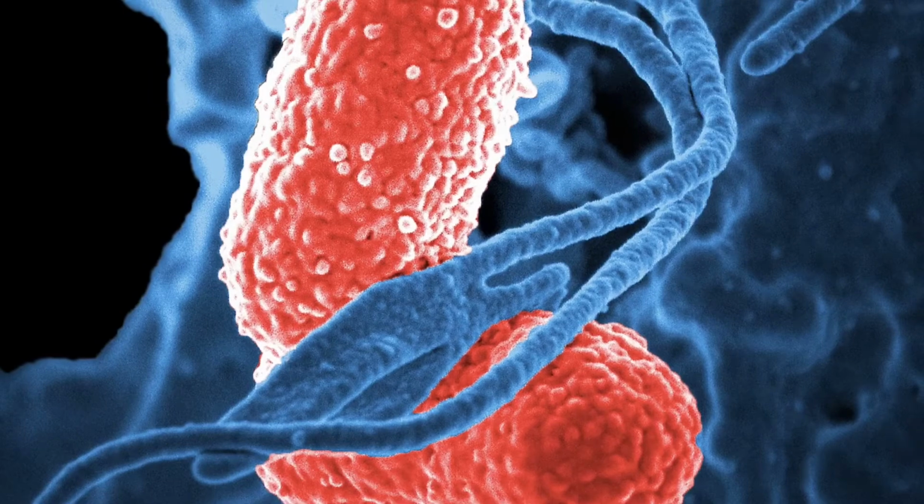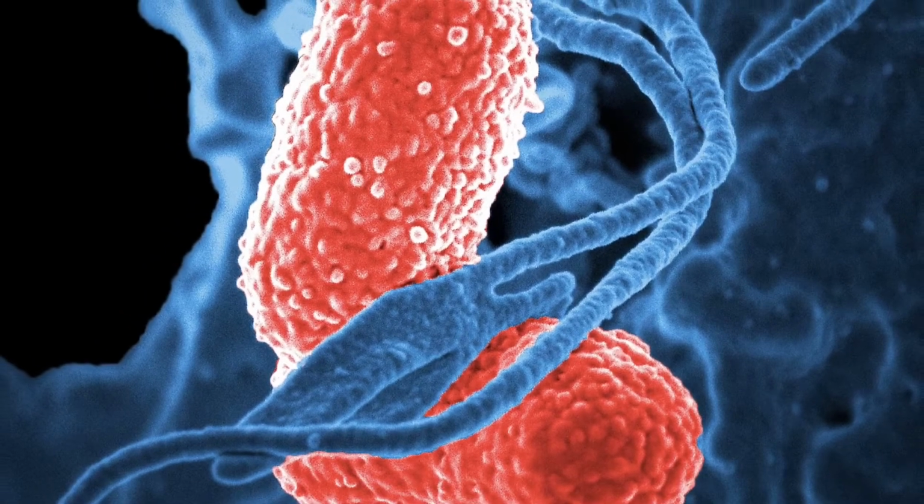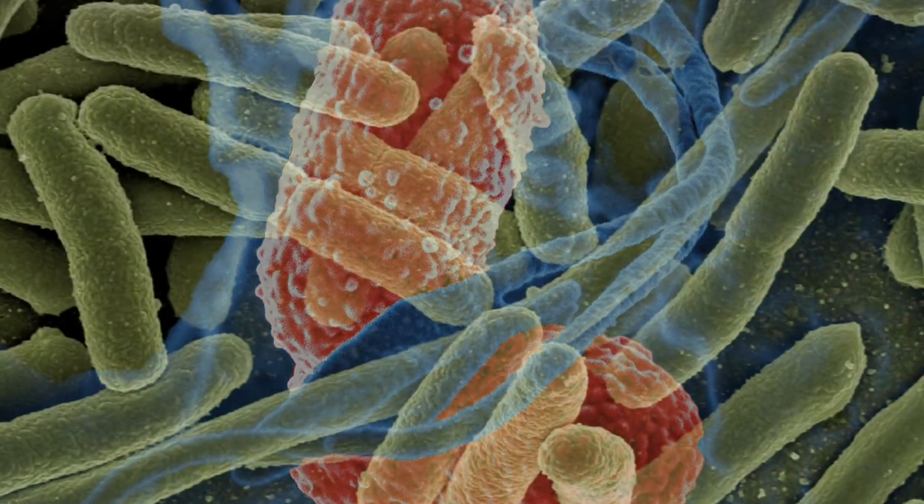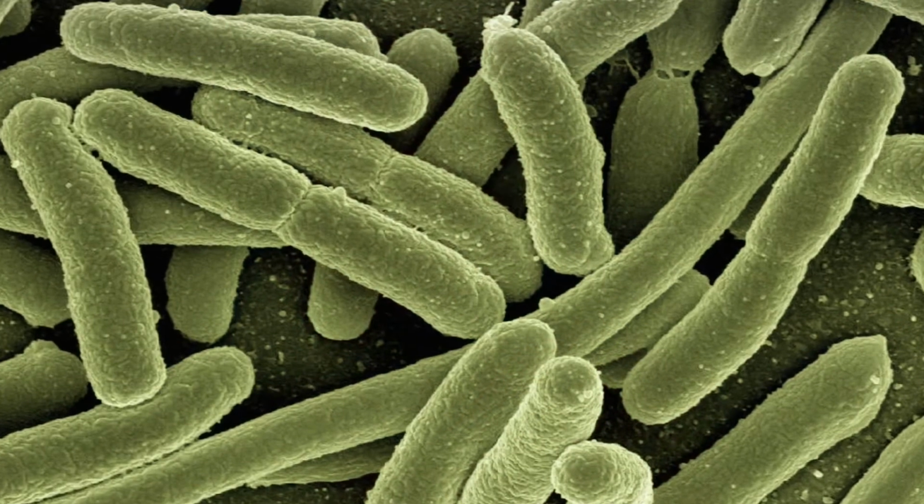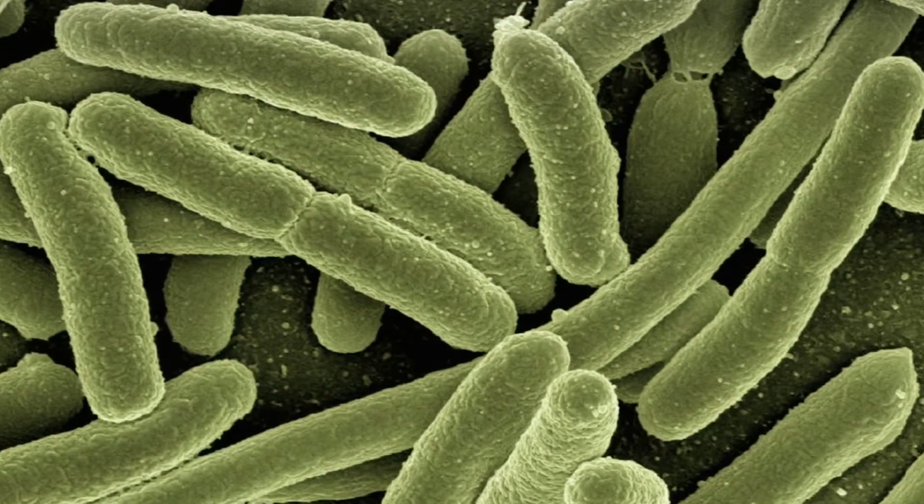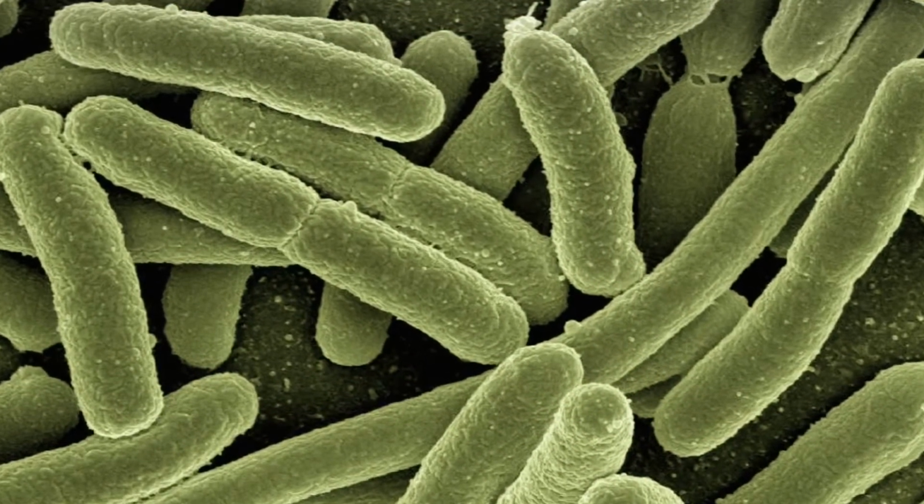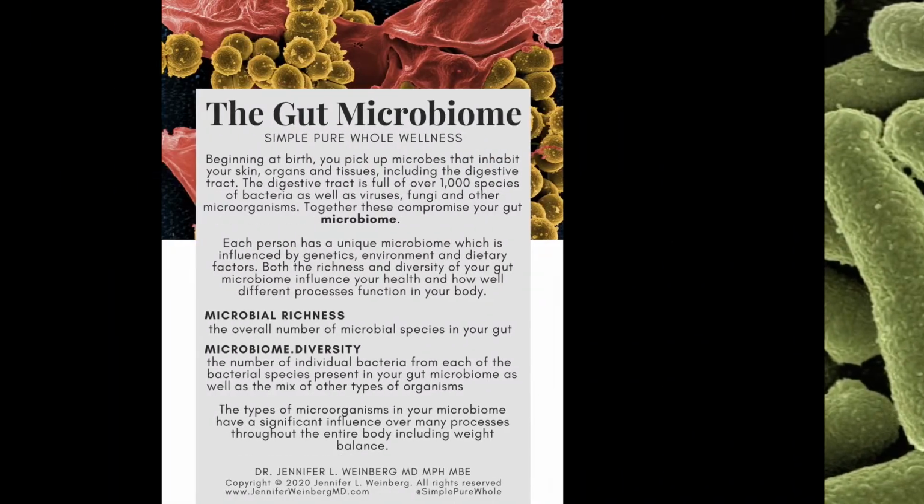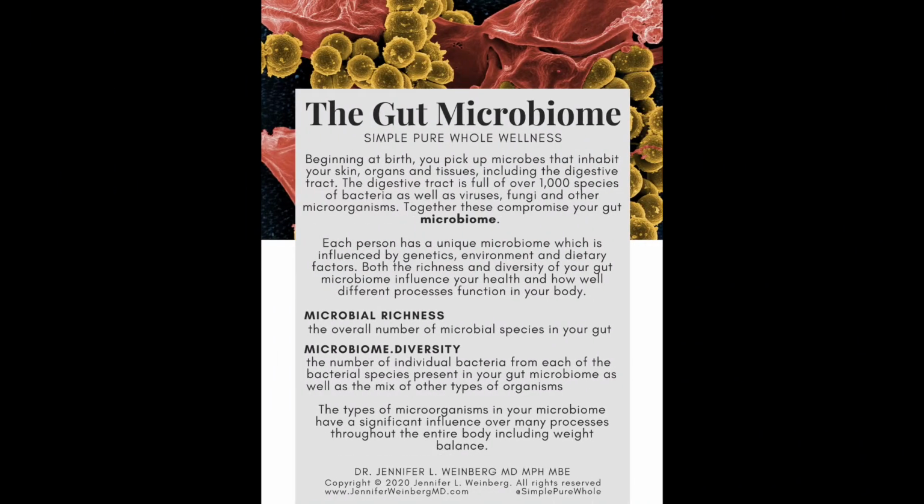Beginning at birth, you pick up microbes which inhabit your skin, organs, and tissues, including the digestive tract. The digestive tract is full of over 1,000 species of bacteria, as well as viruses, fungi, and other organisms. Together, these comprise your gut microbiome. Each person has a unique microbiome, which is influenced by genetics, environment, and dietary factors.